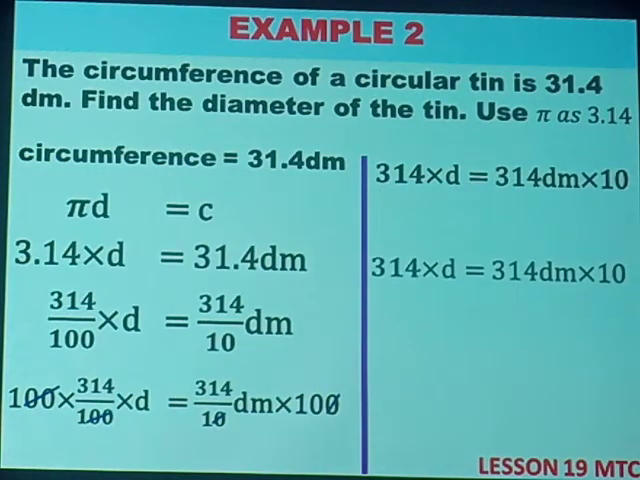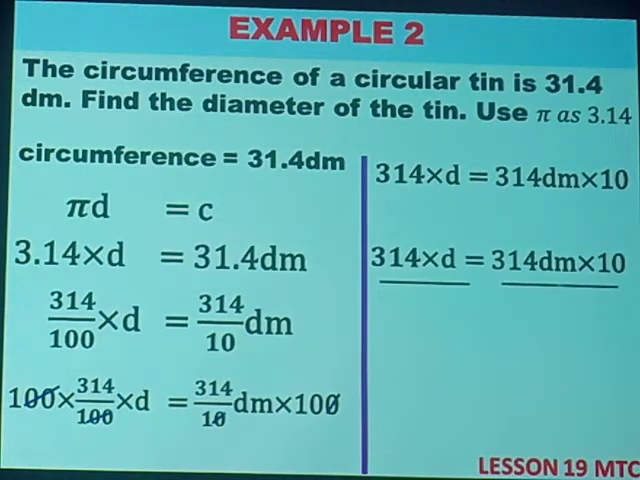So in our next step, we shall have to divide on both sides by 314. Why are we dividing by 314? It's because we need to look for the value of d, and d is standing for our diameter. So by 314, we come up with a 1. Even this other side, we shall say by 314, we come up with a 1.